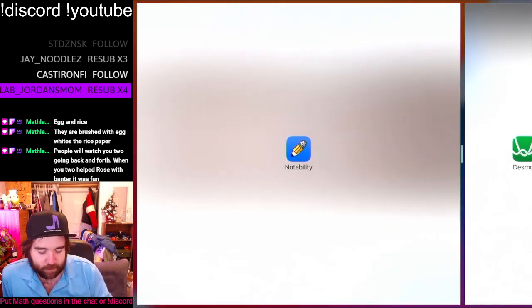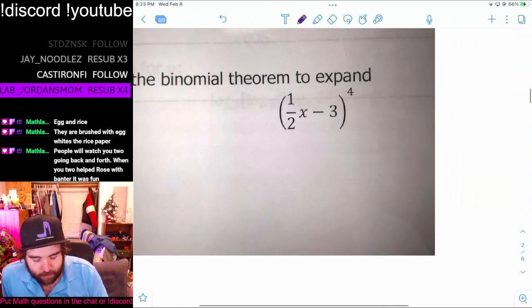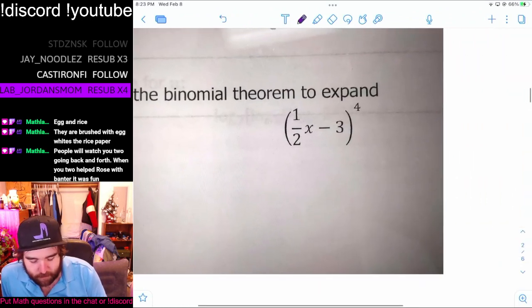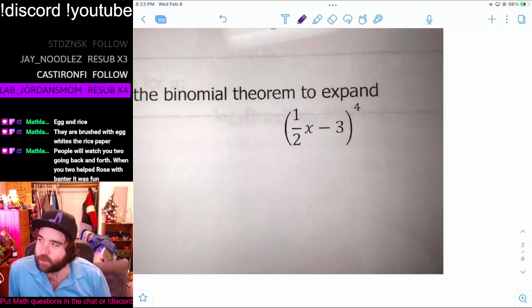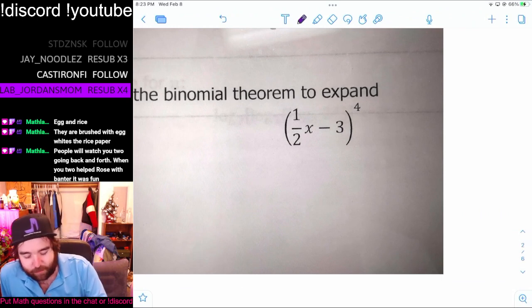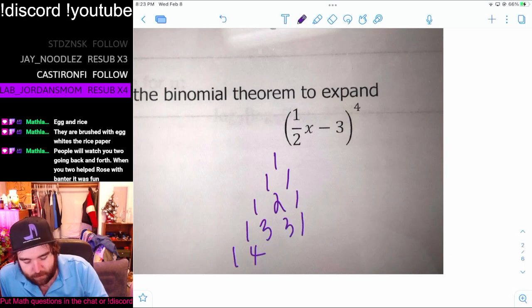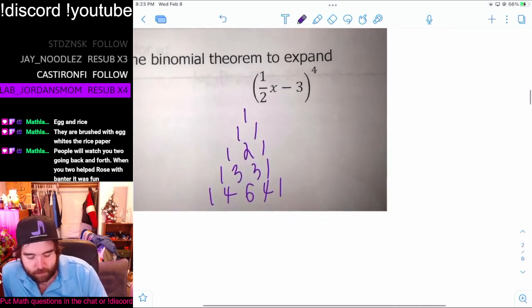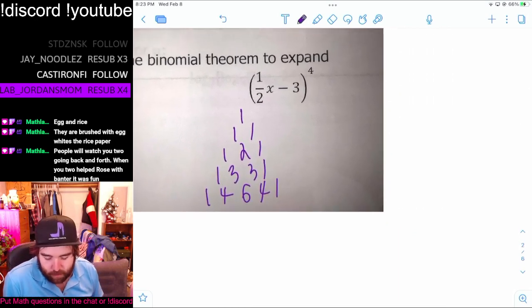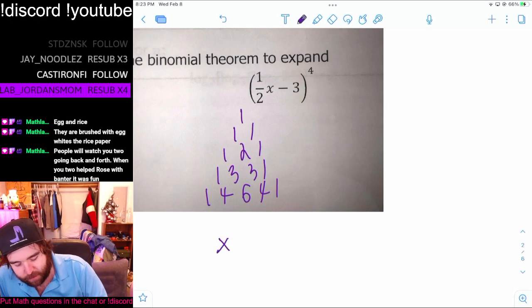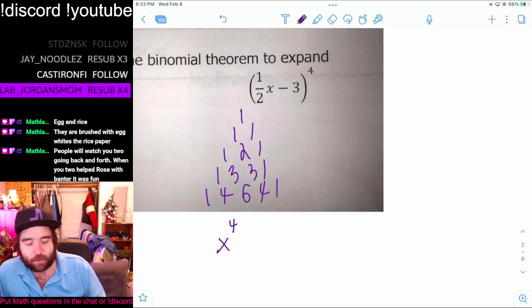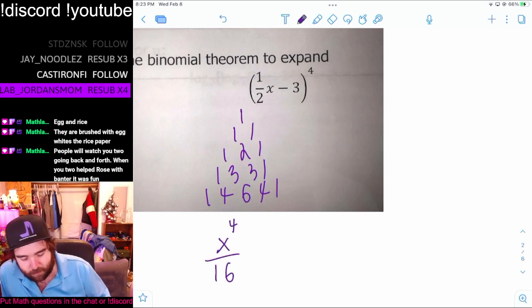Next one. This one's pretty lame, to be honest. Well, not lame, but if you know Pascal's triangle, it's a nothing thing. What is Pascal's triangle? I would write it out and know that it's the one that has the fours in it. So then you just have to worry about the exponents and the coefficients. The first thing to the fourth is definitely x to the fourth, and then also 1 over 2 to the fourth, so over 16.